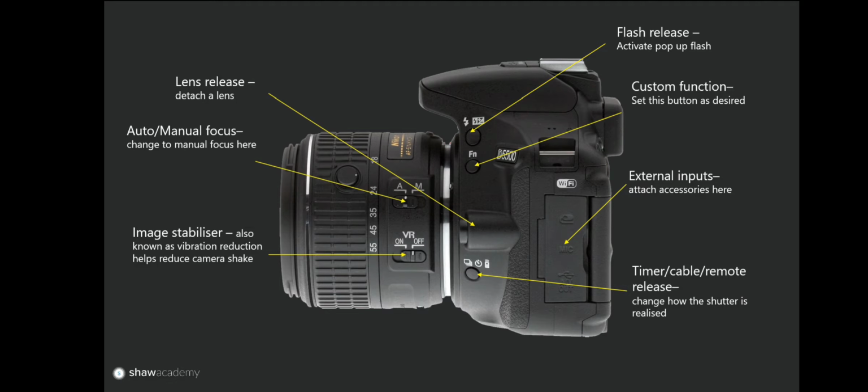So we can have continuous, where we hold the button down and it just fires off multiple photographs at once. We've got a self timer. So if we need to delay the shutter release, we can choose that, and we can also choose this button if we attach a cable release. All these things we'll speak about as we continue on throughout the lesson.